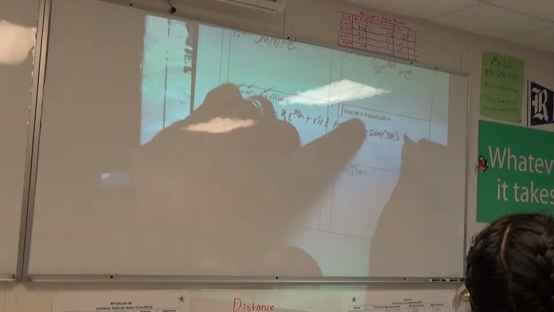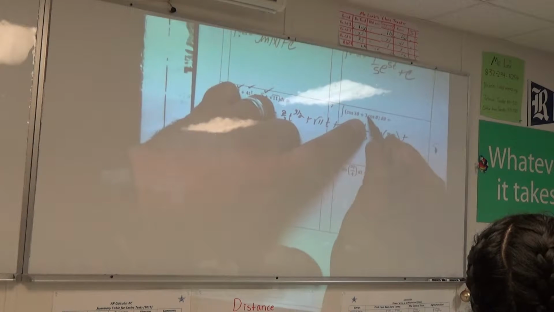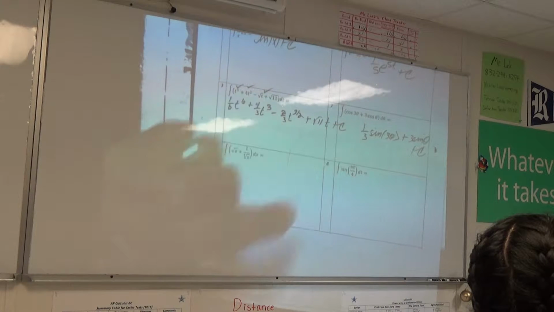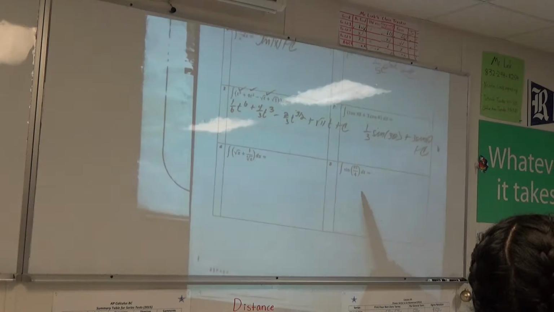It stays the same all the time. Okay, plus I need the antiderivative of 3 times cosine theta. 3 sine theta plus Charlie, and maybe hopefully this one is not too bad either.